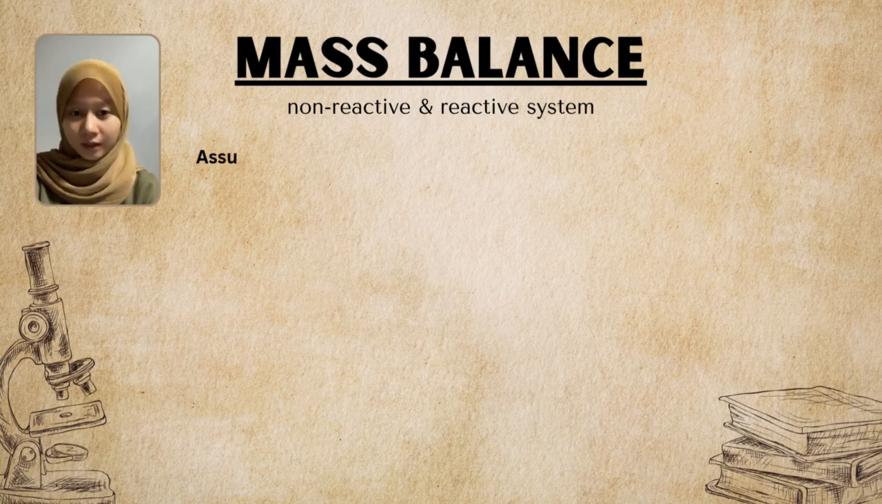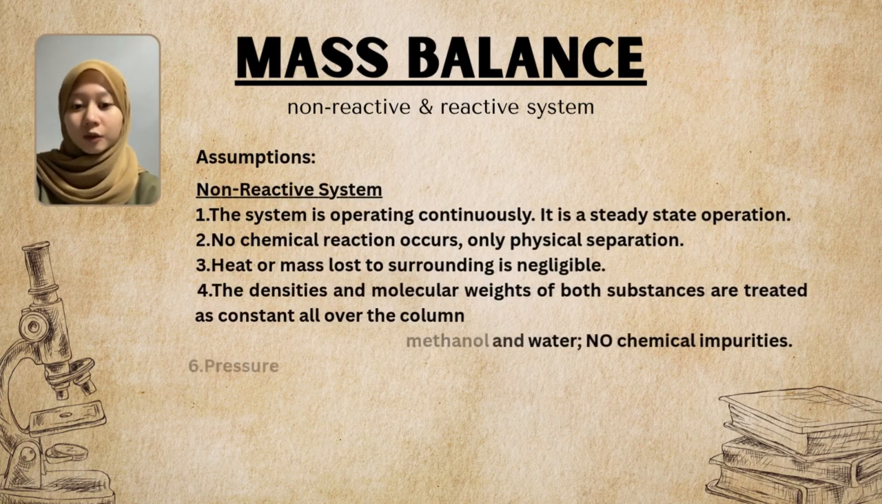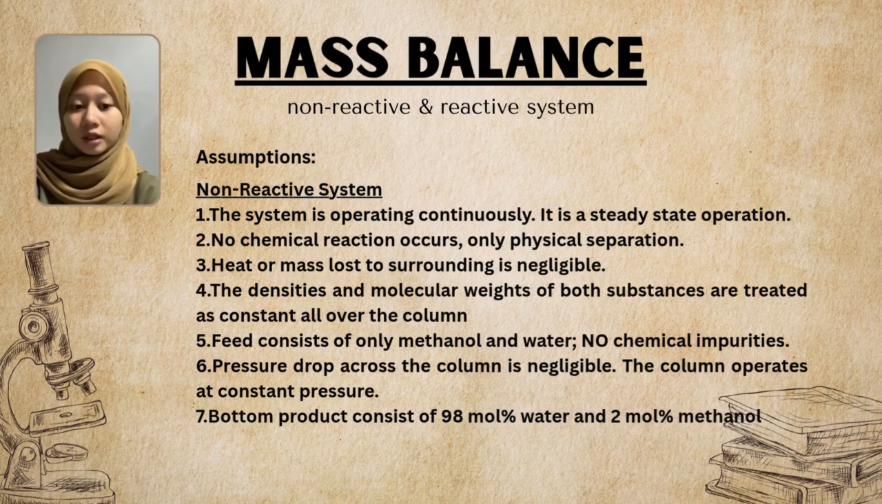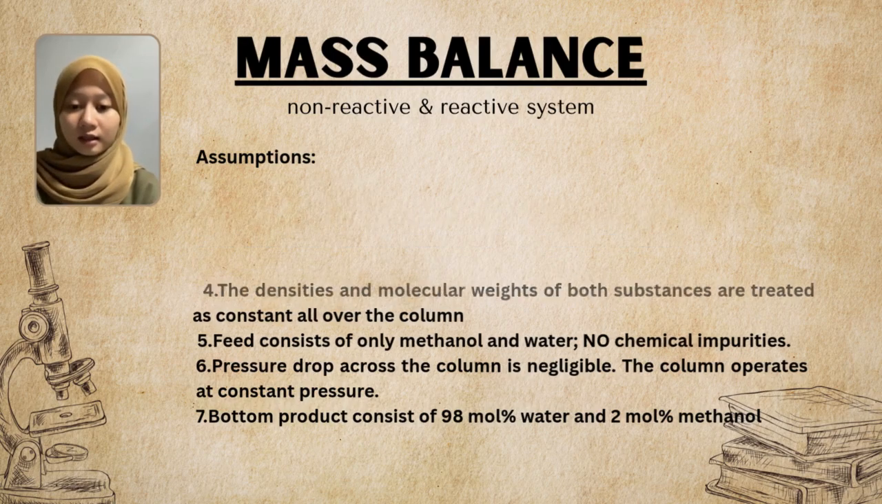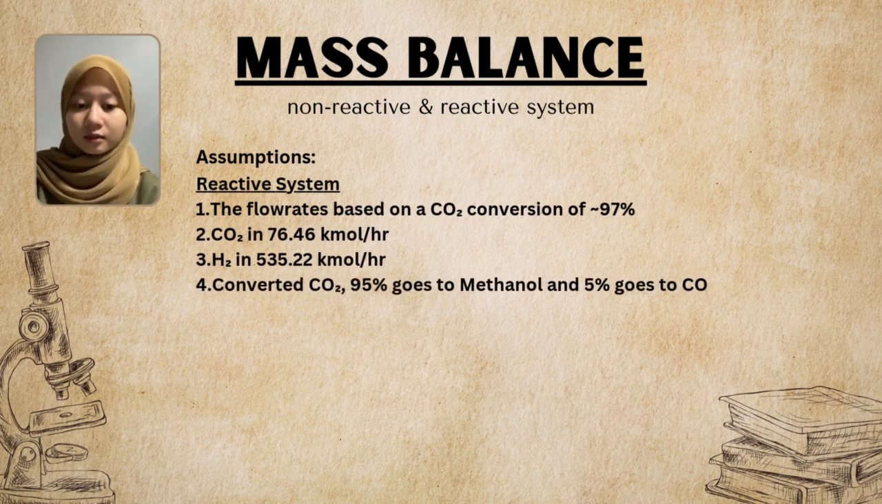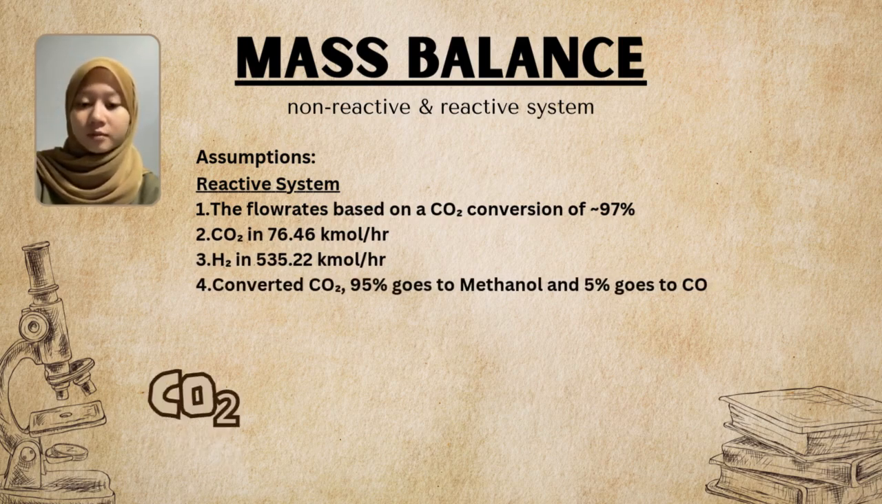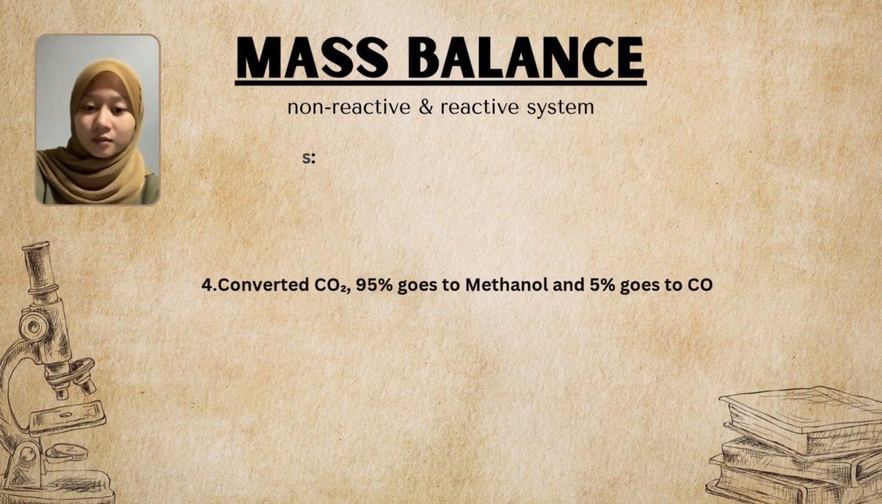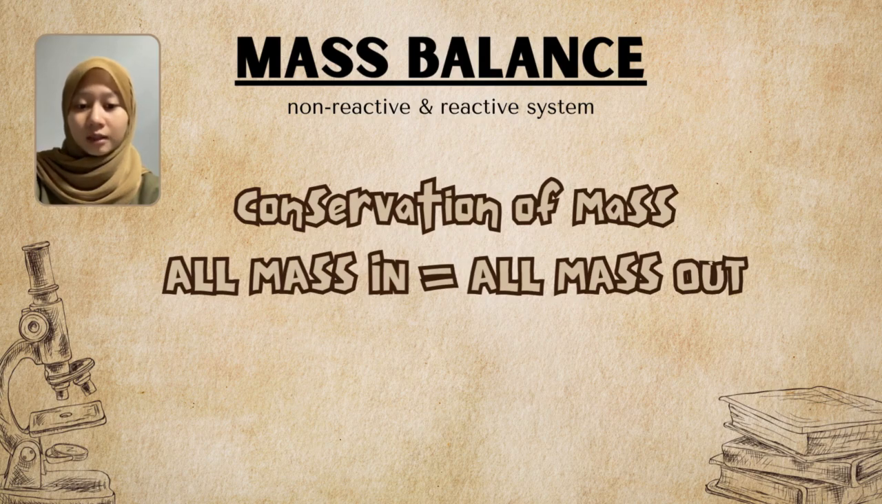In the mass balance part, we made a few assumptions, including steady state operation with no heat or mass loss to the surroundings. Then, we calculated the non-reactive system to check consistency of the flow rates, and then continued to the reactive system where the methanol is formed from CO2 and hydrogen. The mass balance helped us verify that all input and output streams match properly.